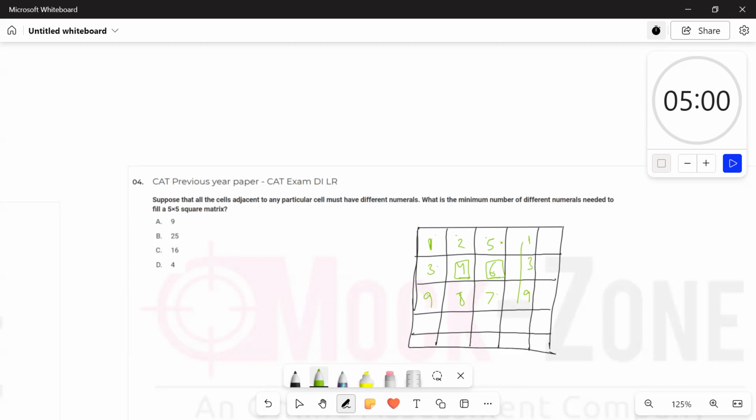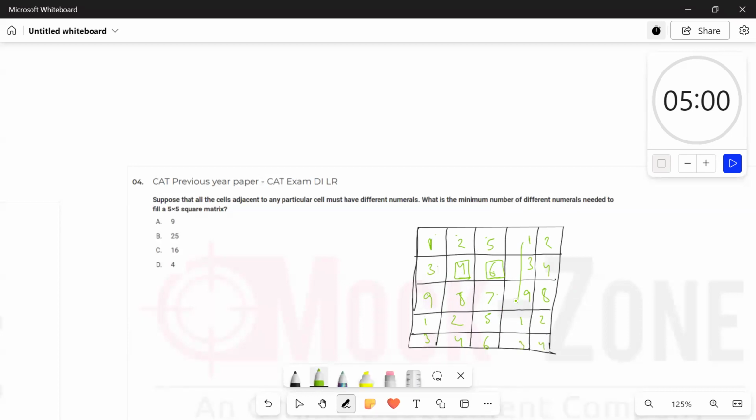For this 3, we have neighbors as 1, 5, 6, 7, and 9. This can be 2, 4, and 8. Similarly, for this 9, we can have 5, 1, 2 below. For this 8, we can have 1, 2, and 5. And similarly, for this 2, we can have 3, 4, and 6. And for this 1, we can have 6, 3, and 4.